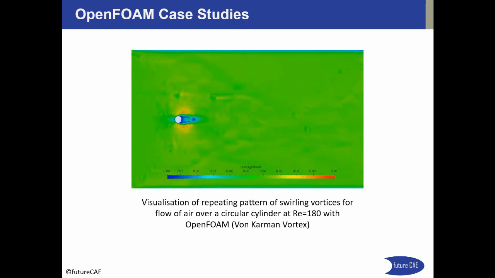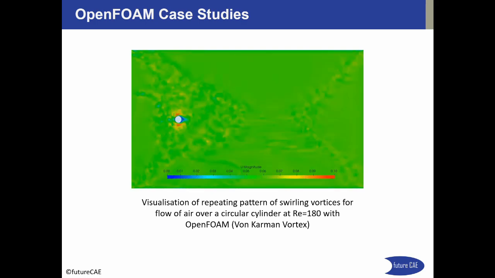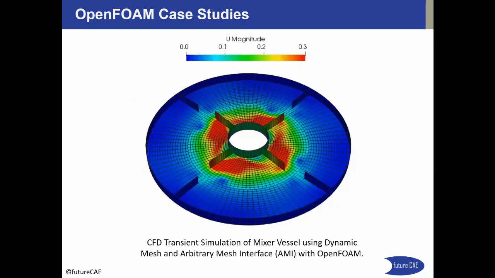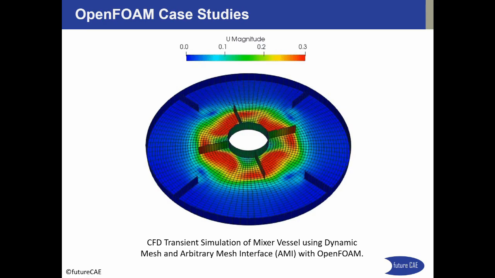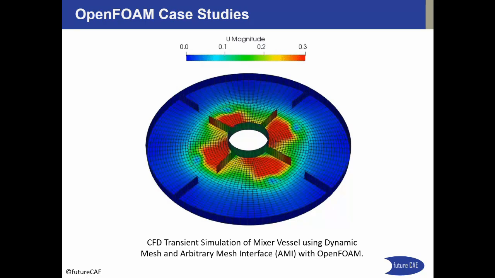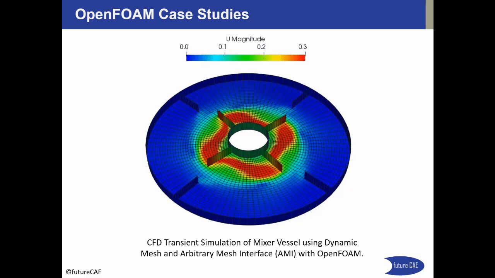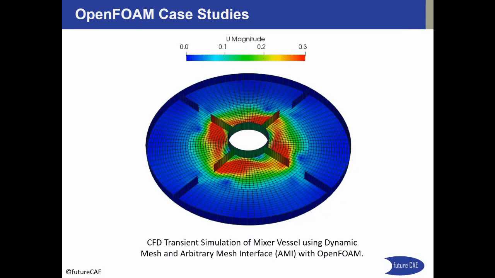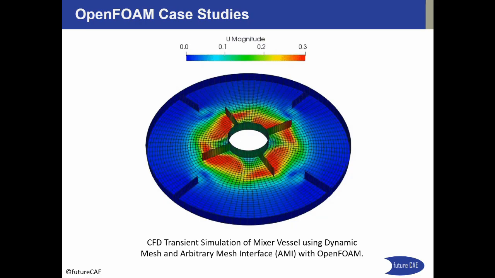This case study shows the animation here is visualization of repeating pattern of swirling vortices for the flow of air over a circular cylinder at Reynolds number equal to 180 with OpenFOAM, von Karman vortex. This case study shows the animation of the CFD transient simulation of a mixer vessel using dynamic mesh, moving mesh, and arbitrary mesh interface, AMI, simulation across disconnected, adjacent mesh domains between stator and rotor with OpenFOAM.